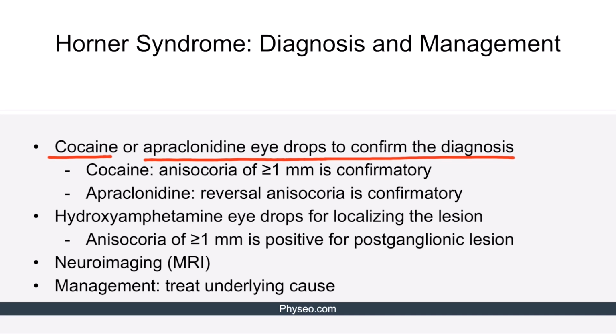To determine if the responsible lesion is preganglionic or postganglionic, we can use the hydroxyamphetamine test. After application of these eye drops, anisocoria of 1 mm or more is positive for a postganglionic lesion. However, this test is not routinely performed. Neuroimaging, for example MRI, can be performed to identify the cause of Horner's. For the management, we need to treat the underlying cause.